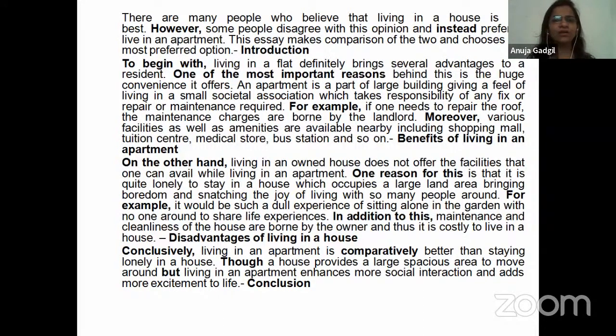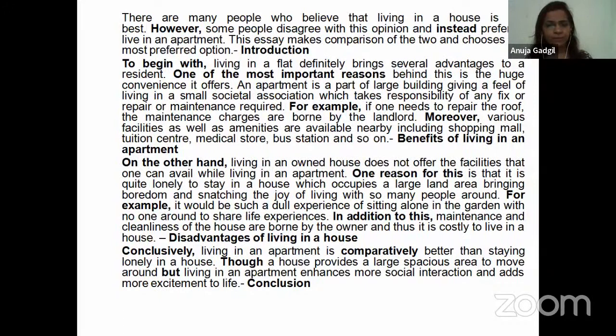An apartment is a part of a large building, giving a feel of living in a small societal association, which takes responsibility of any fix or repair or maintenance required. For example, if one needs to repair the roof, the maintenance charges are borne by the landlord. Moreover, various facilities as well as amenities are available nearby, including shopping mall, tuition center, medical store, bus station, and so on.